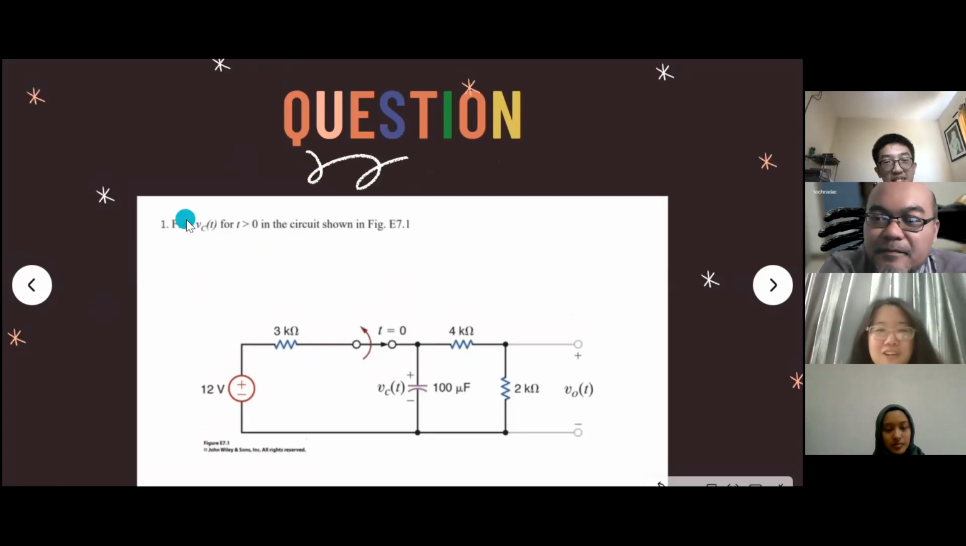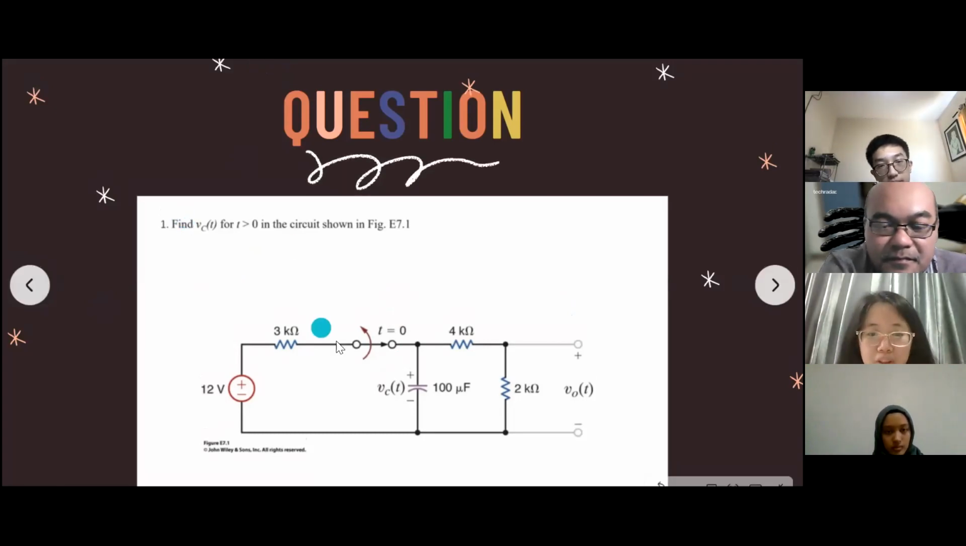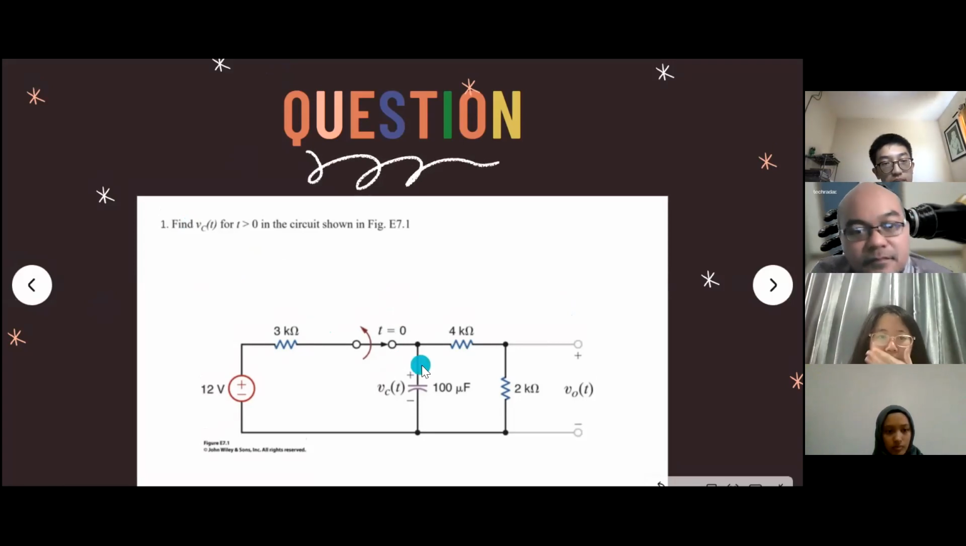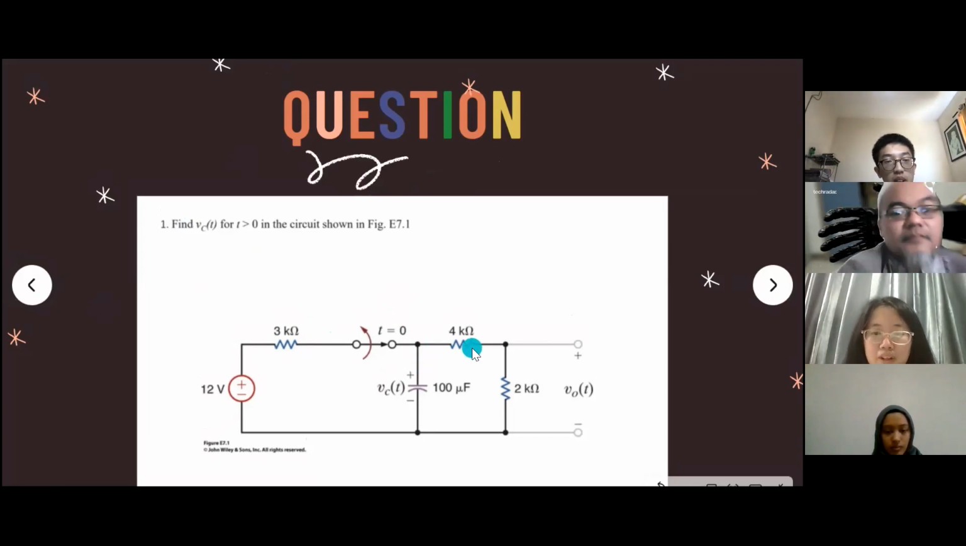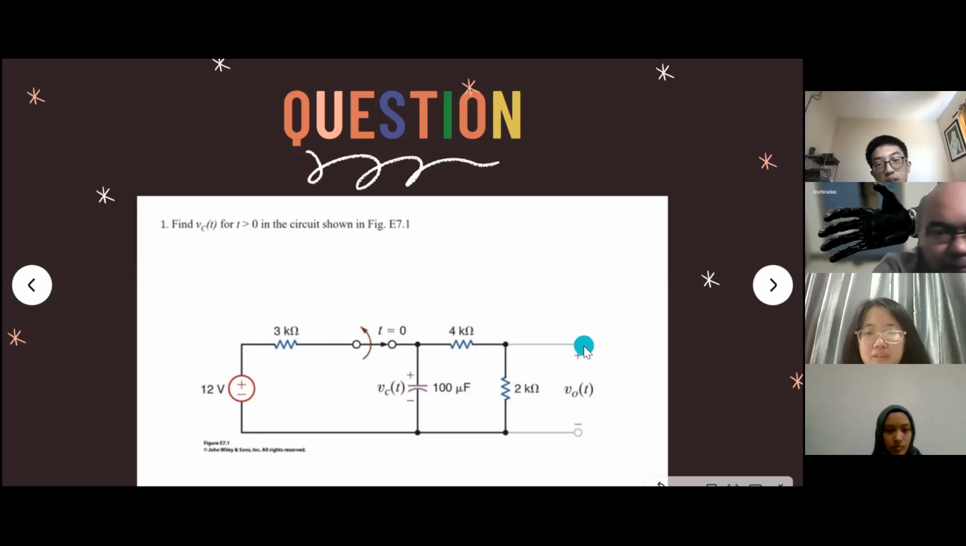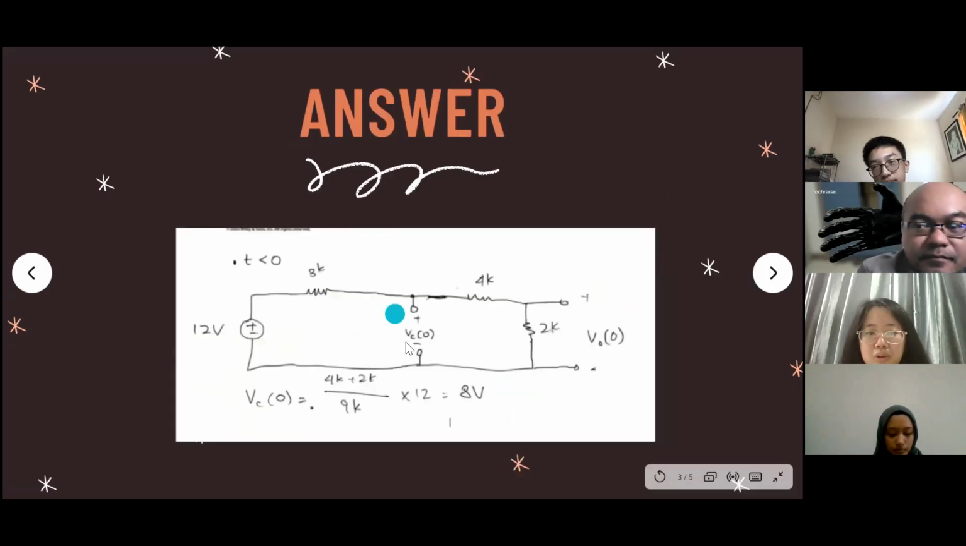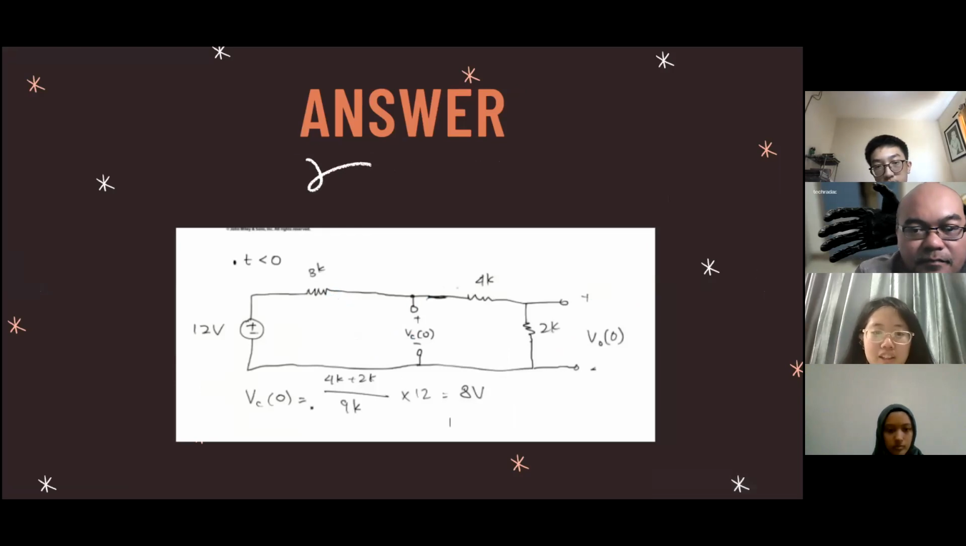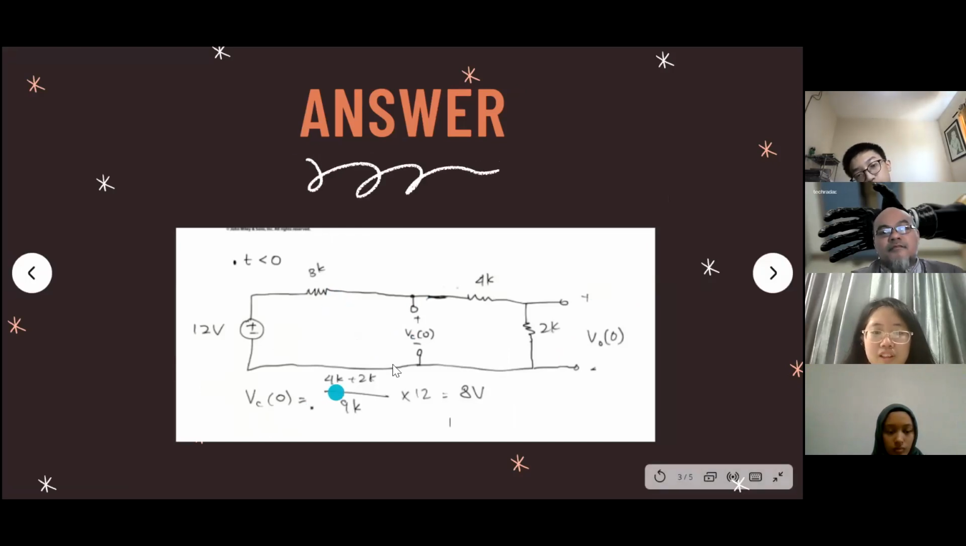Okay, so we are going to answer this question. From this circuit, we need to find the voltage across the capacitor at t more than 0. The first thing we need to do is find the voltage across the capacitor at the initial state, at time less than 0. We find the result by using the voltage divider, and the result will be 8 volts.